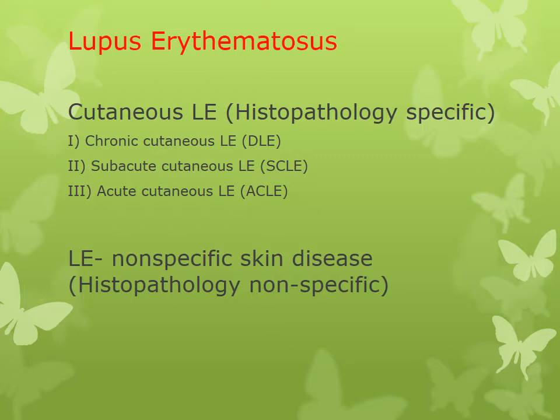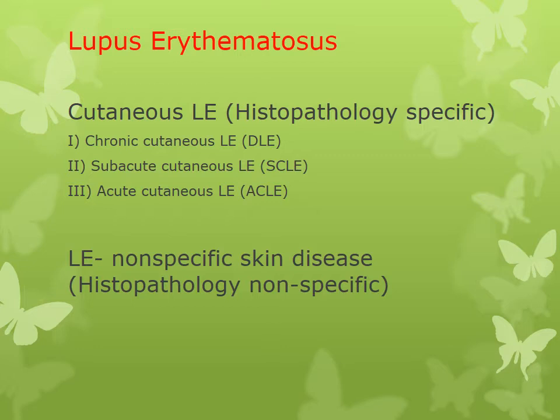The cutaneous manifestations of lupus erythematosus can be specific or non-specific. In the specific disease, there is direct attack of the circulating IgG and complement to the basement membrane. So the histopathology, if taking a skin biopsy, shows the specific findings. These are called the cutaneous lupus erythematosus. Cutaneous lupus erythematosus is further classified into chronic, subacute, and acute.